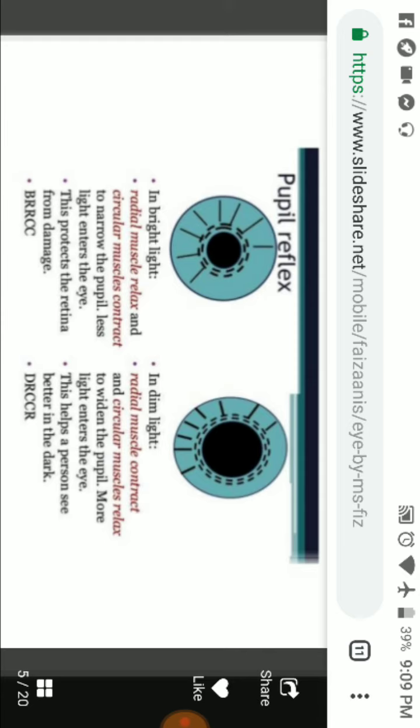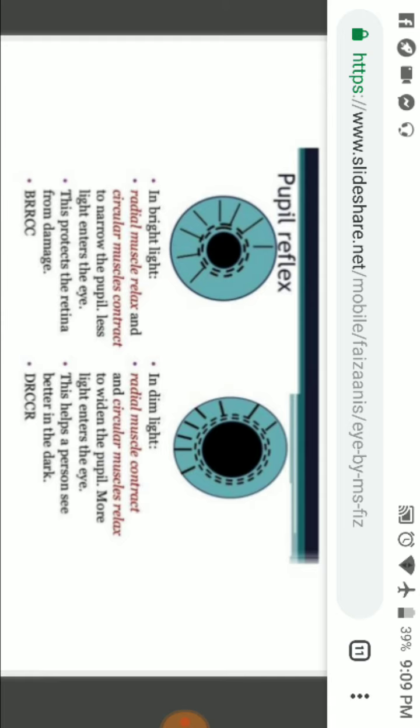See over here, they are acting as antagonist muscles. Like we have discussed, this movement of the muscles protects the eyes from being damaged. And this over here, BRRCC, is actually a mnemonic. B is for bright light, R is for radial muscles, R is for relaxation, C is for circular muscles, C is for contraction.